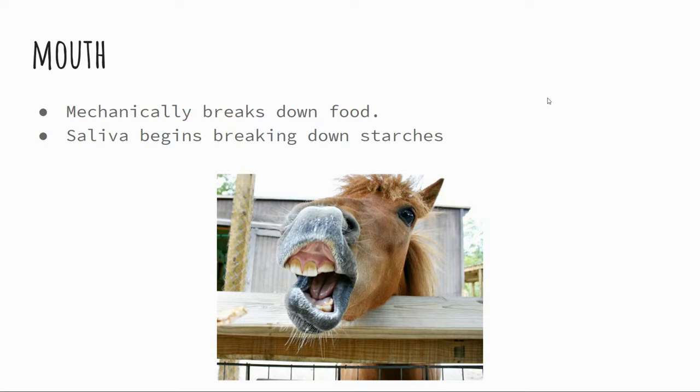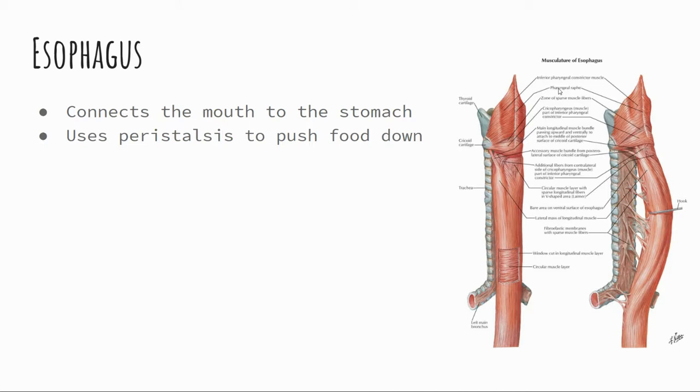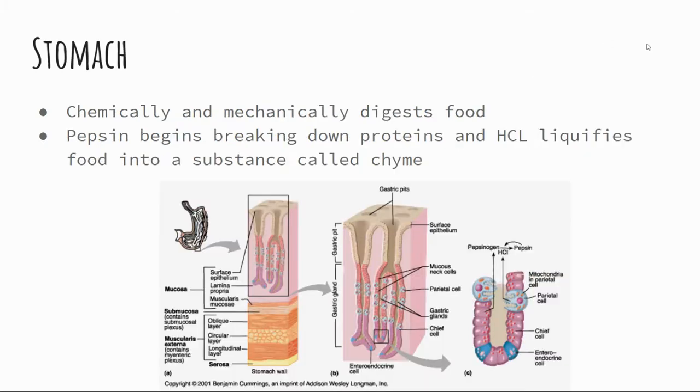So again, the mouth mechanically breaks down food. Saliva begins breaking down starches, and there's some other enzymes in saliva that begin the process. So the esophagus is going to connect the mouth to the stomach, and it uses peristalsis to push food down, which is a muscle system. Stomach is going to chemically and mechanically digest food, depending on the organism, as to which one of those two happens more than the other. Pepsin begins breaking down proteins, and hydrochloric acid, or HCl, liquefies food into a substance called chyme.